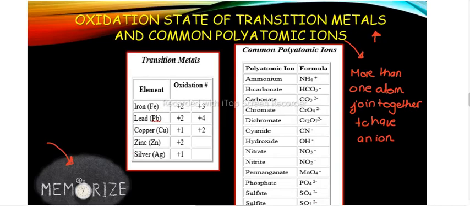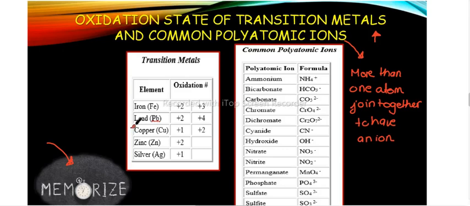For iron, for example, I have 2 different oxidation states. And for lead, I have another 2 different oxidation states, positive 2 and positive 4. Copper, I have positive 1, positive 2. Zinc, it's a positive 2. Silver, it's a positive 1. The transition metals, as one of their properties, have variable oxidation states. They have different oxidation states.